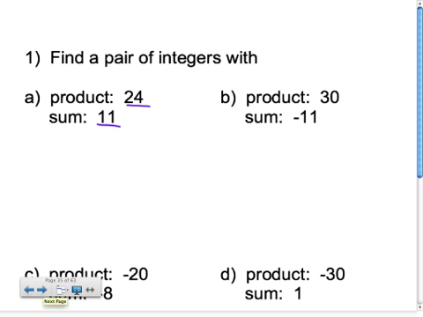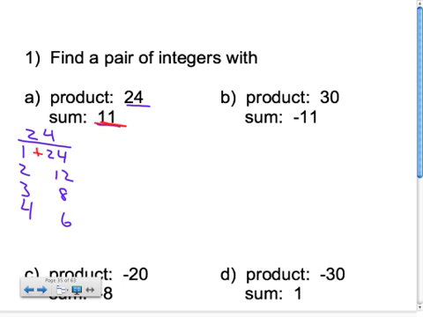So the way I would suggest doing this to start is you want to look at 24 and list all of the factors of 24. In other words, what numbers multiply to get you positive 24? Well, you have 1 and 24, you have 2 and 12, you have 3 and 8, and you have 4 and 6. Okay? And then you ask yourself, out of all of those, which ones add up to 11?